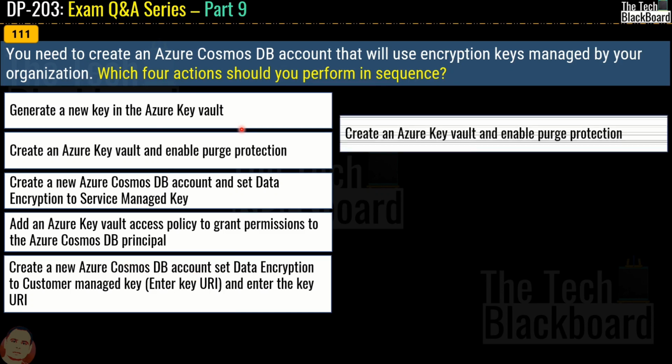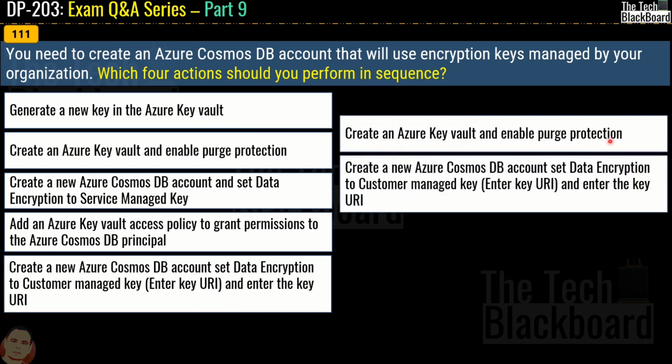The first in the sequence is that you have to create an Azure Key Vault and enable purge protection. The second step that you need to take is to create a new Azure Cosmos DB account and then set the data encryption to customer managed key and enter the key URI.